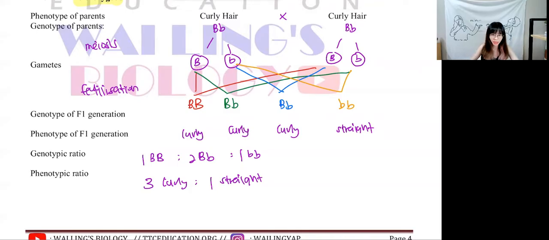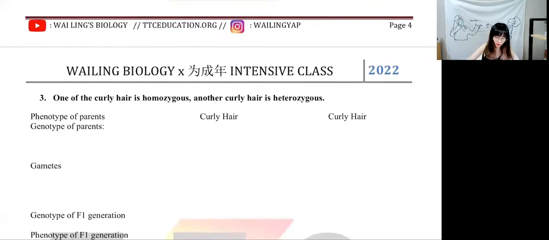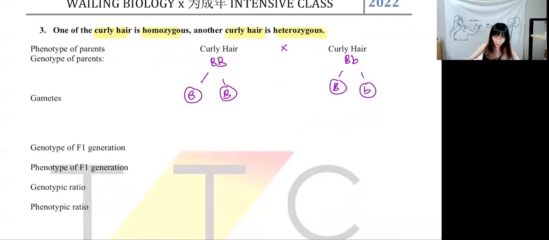Okay, now the third combination, it says one of the curly hair is homozygous, another curly hair is heterozygous. Homo is same, guys. Same means we have to write 2 big B. Hetero means different, 1 big, 1 small, and you have to form gametes. Remember to circle your gametes. This is meiosis, at the side you can write meiosis. And then we have fertilization. Same thing, fertilization.